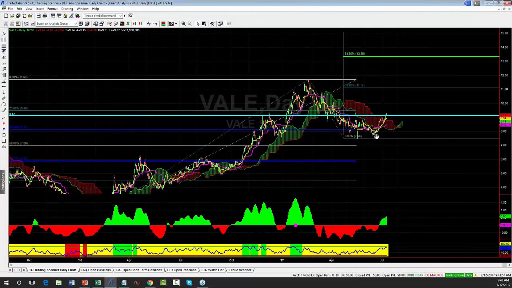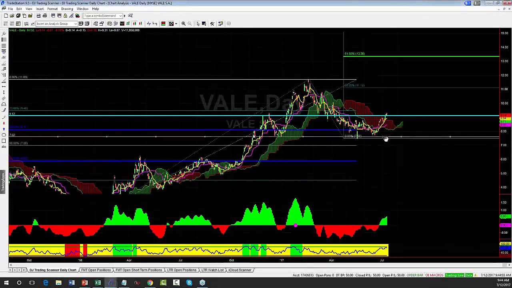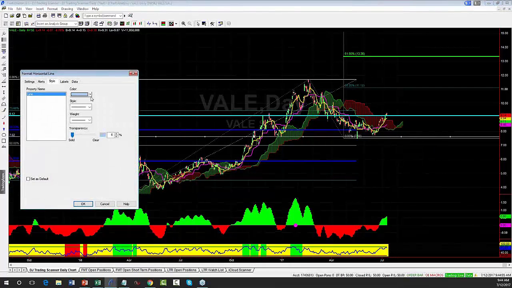We've got a higher high, higher low, new high. So my stop's going to go right here under this previous low, right there. Color my stop red. Give it a little weight so I can see it.